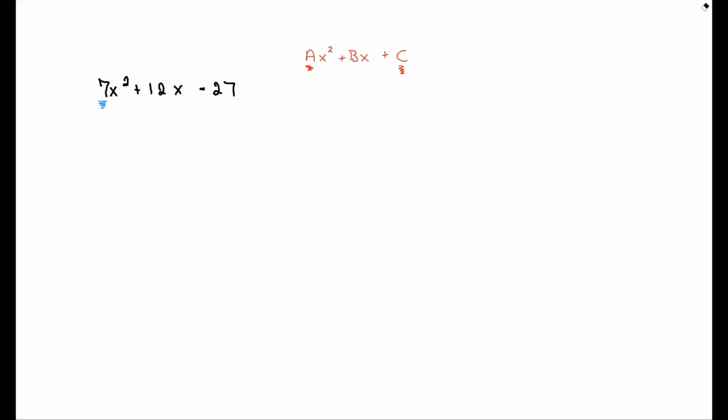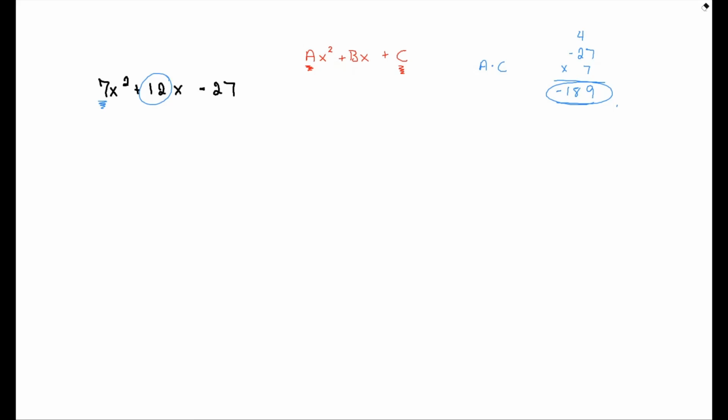With the AC method, the first step, I'm going to take a times c. In this case, it's going to be 27 times 7. Don't forget our negative. I'm going to multiply them together. And now, just like before, I want to find two numbers that multiply together to give me 189, that add together to give me 12.